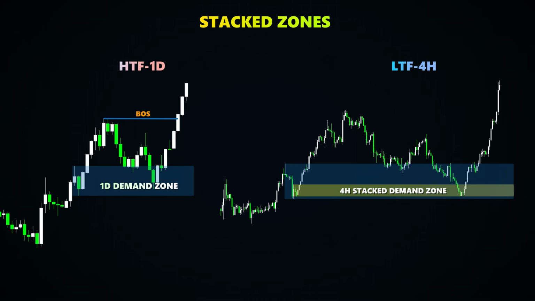When you see this, it means the zone isn't just important on one time frame, but on multiple. This usually indicates that more orders are resting there, which makes the level more likely to hold when price returns. So when price comes back to this area, that's when we can look for confirmation. Stick around, and I'll show you exactly how to confirm this setup and enter with confidence.